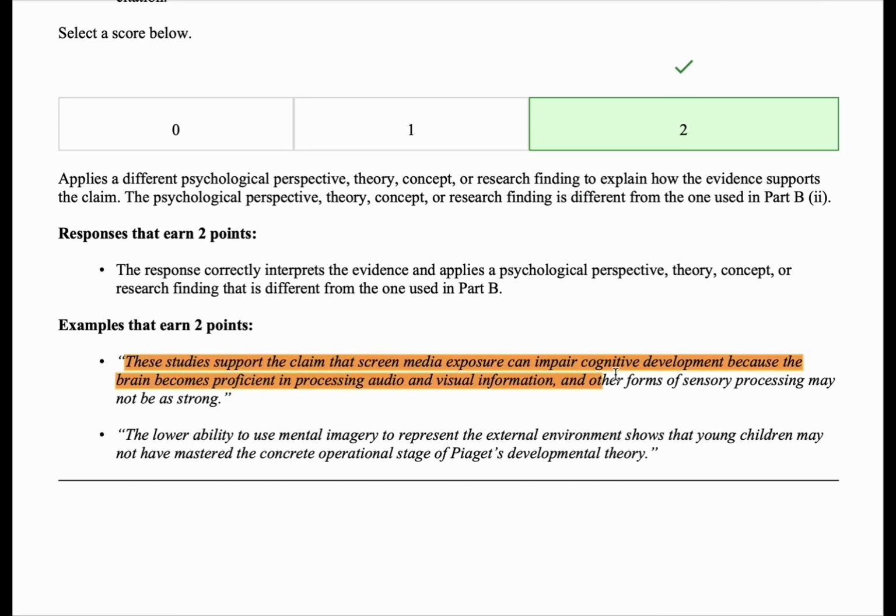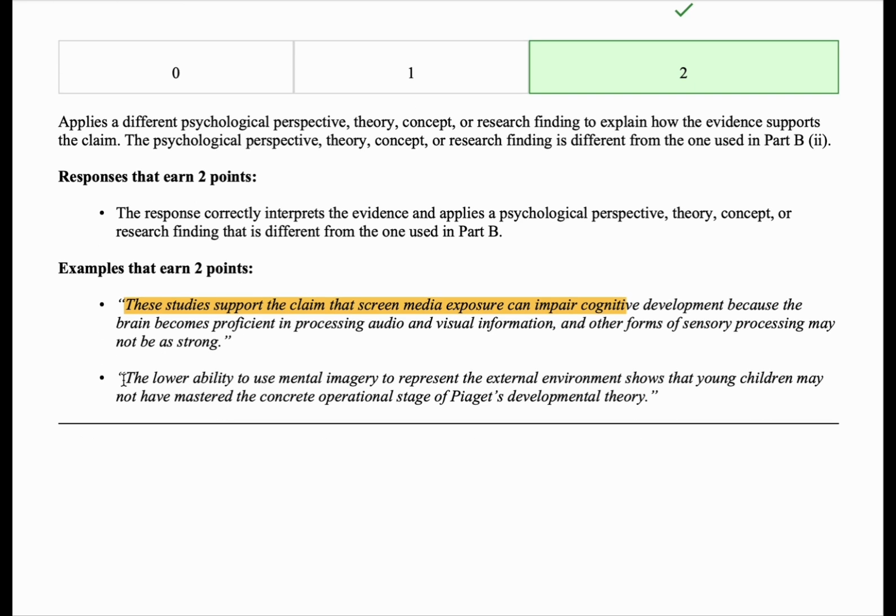So the formula is pretty much similar, right? The study supports the claim that blah, blah, blah. You can say impaired cognitive development because the brain does not become proficient in processing other forms of sensory input. You can say the lower ability to use mental imagery to represent external development shows that they may have mastered the concrete operational stage of Piaget's developmental theory.